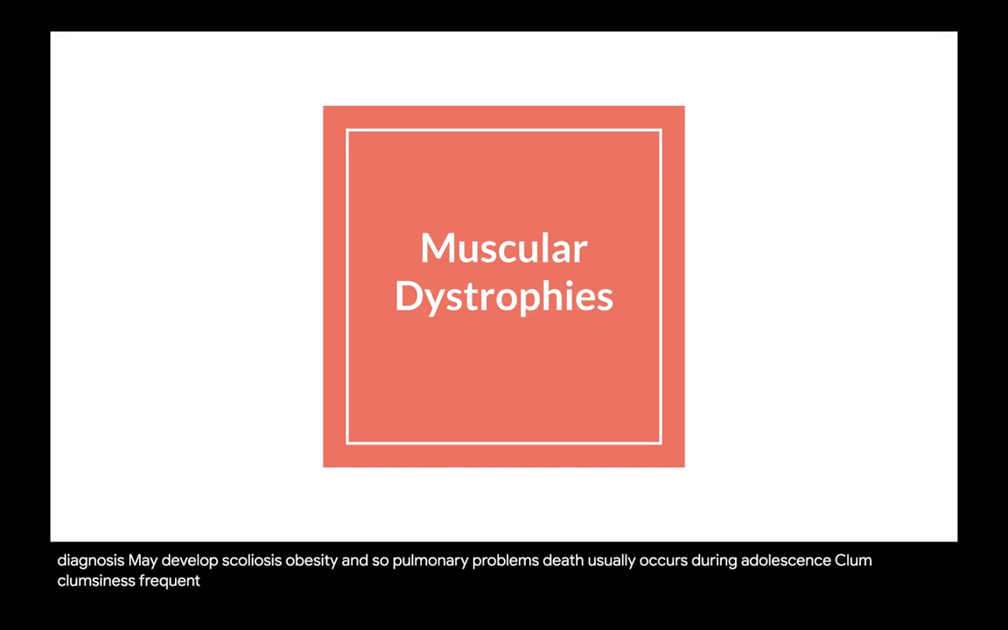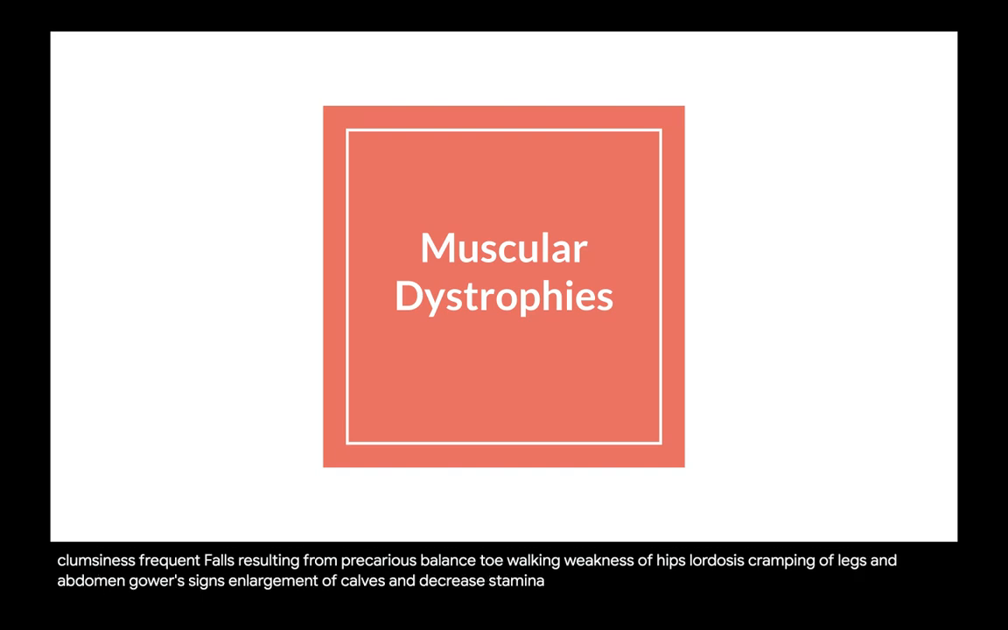Clumsiness, frequent falls resulting from precarious balance. Toe walking, weakness of hips, lordosis, cramping of legs and abdomen, Gower's sign, enlargement of calves, and decreased stamina.